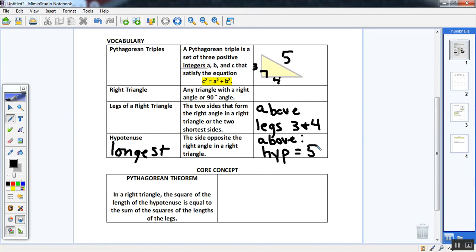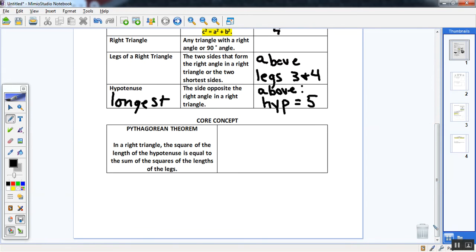Guys, in the notes when you see core concept, these are things that are pretty important. I always tell kids, if you see where it says core concept, I think you should highlight them. Important stuff. I like to put a little drawing with this. You know the Pythagorean Theorem. It says in a right triangle, the square of the length of the hypotenuse is equal to the sum of the squares of the leg lengths. I'm going to draw another triangle in here, kids. Here's my triangle.